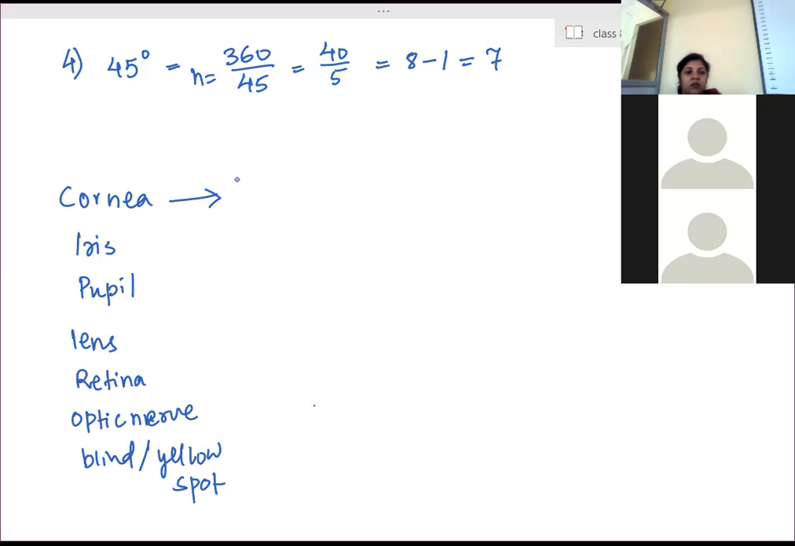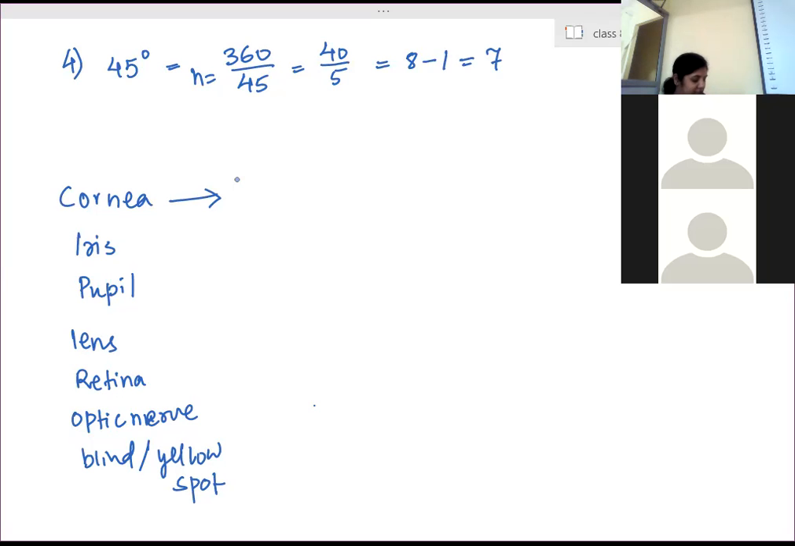Then optic nerve, sorry, retina function. The image is formed on the retina. Retina is a screen of the eye. It has rods and cones, light sensitive cells called rods and cones.